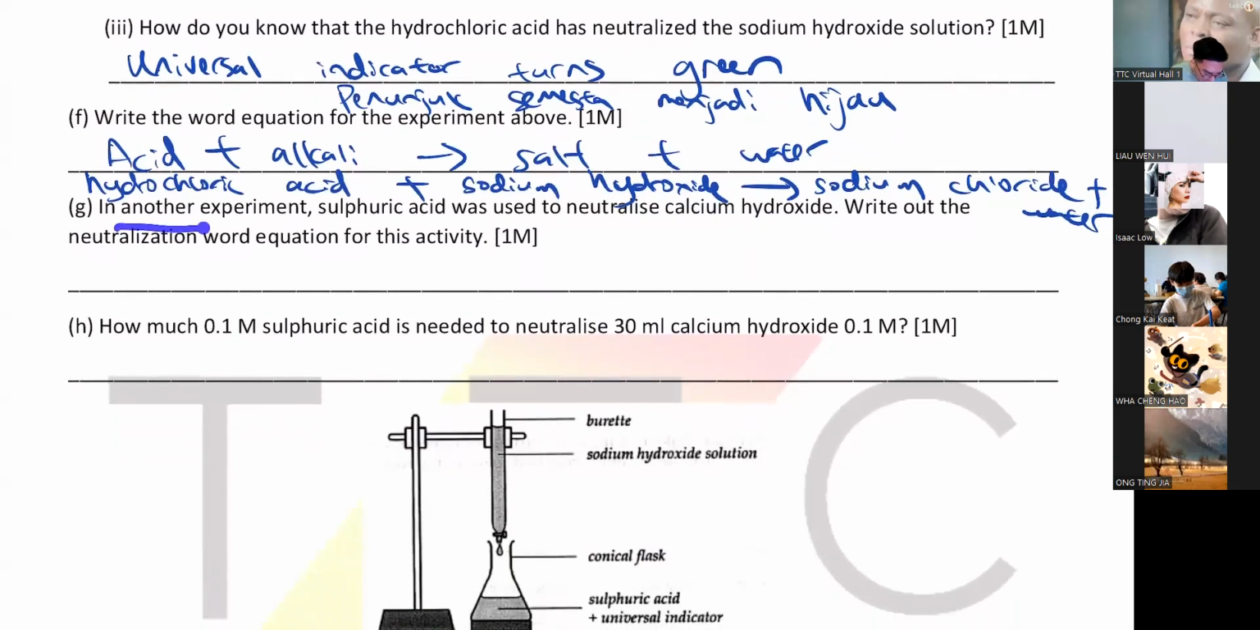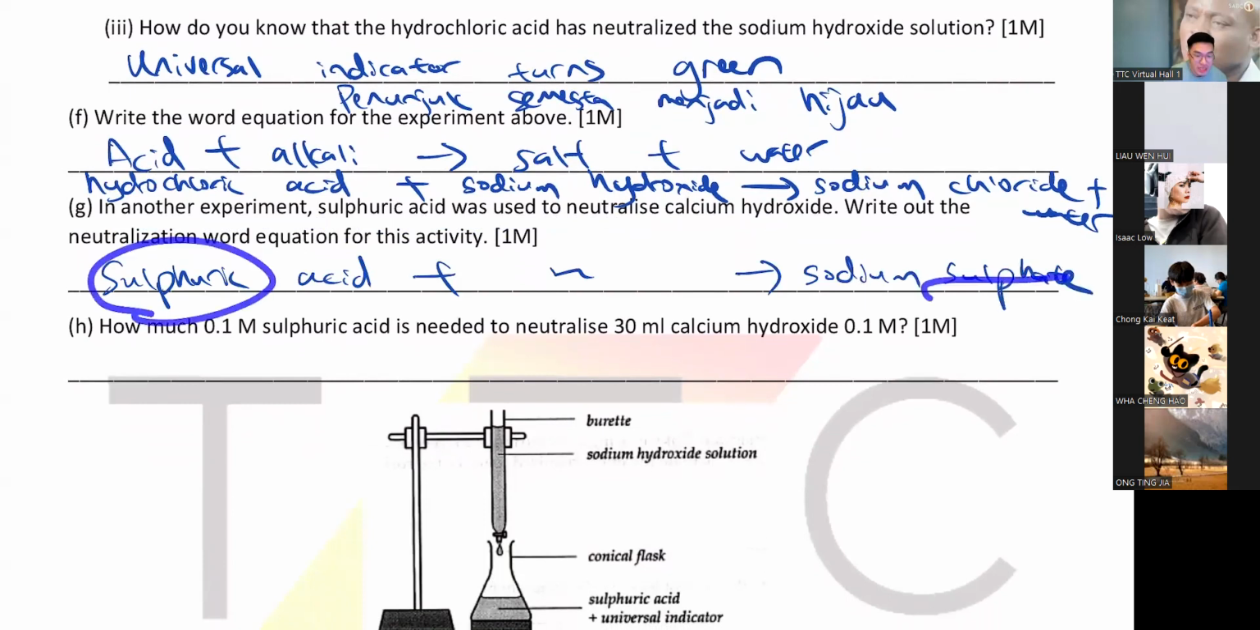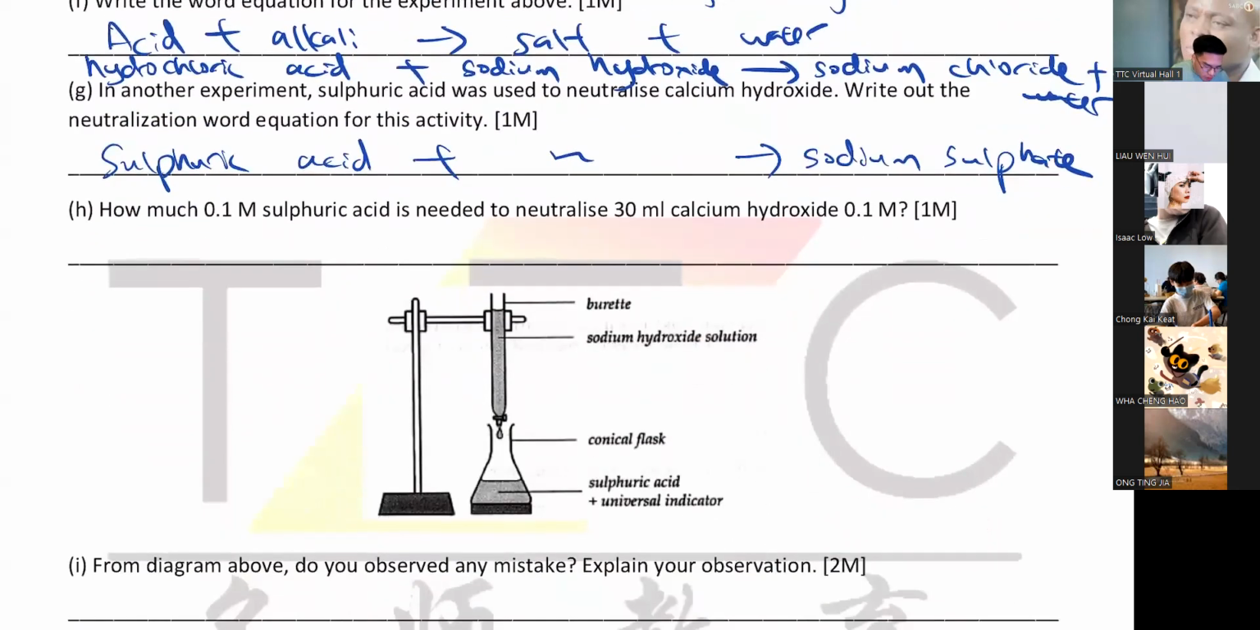So G, in another experiment, sulfuric acid was used. Write out the word equation. Wow, this one, I don't think you can do. If you use sulfuric acid, you follow the same thing. You will get sodium sulfate, because we get the name of the back part from the acid. If you can write it, then go ahead. But if you cannot, it's okay to admit that you can't do. How much 0.1? No calculation here, guys. This is not related to you.